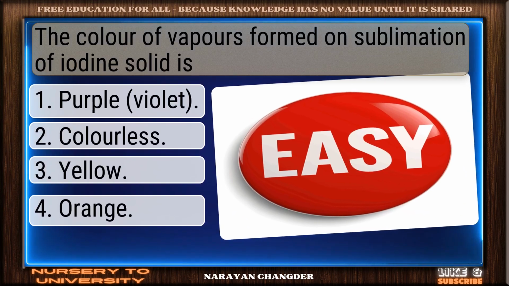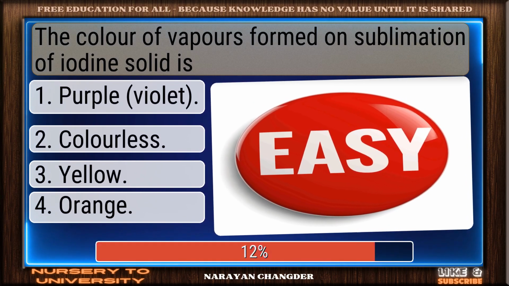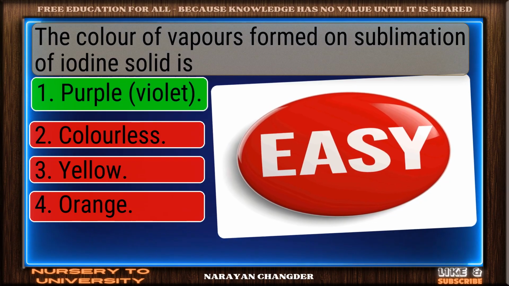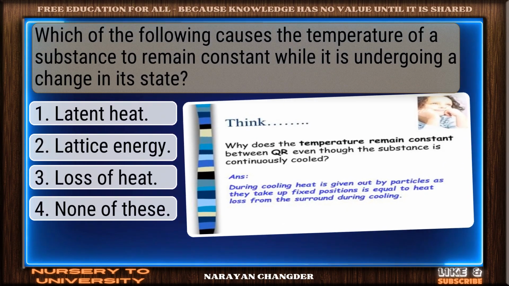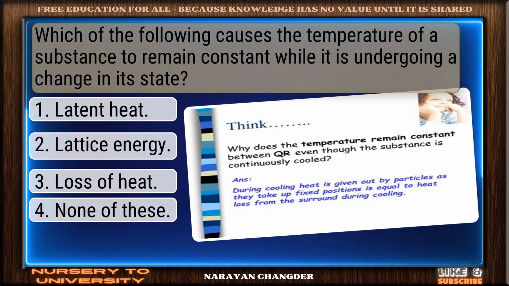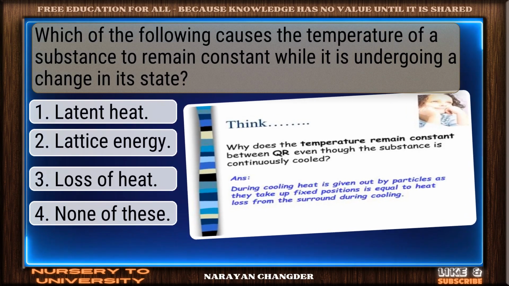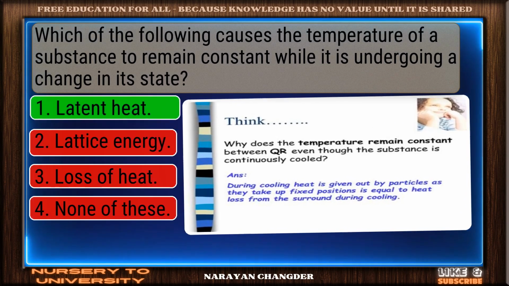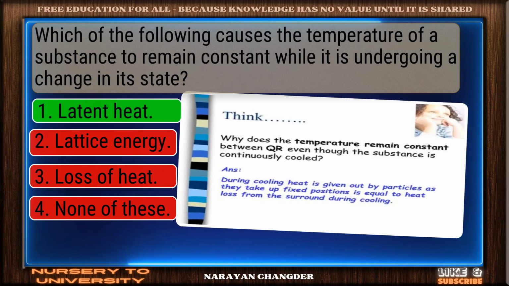Question number 3. The color of vapors formed on sublimation of iodine solid is? Strong choice. Purple is the right answer. Question number 4. Which of the following causes the temperature of a substance to remain constant while it is undergoing a change in its state? Right choice. Latent heat is the best answer.